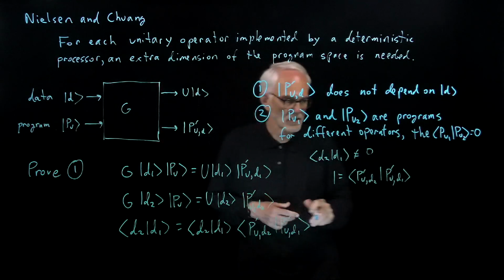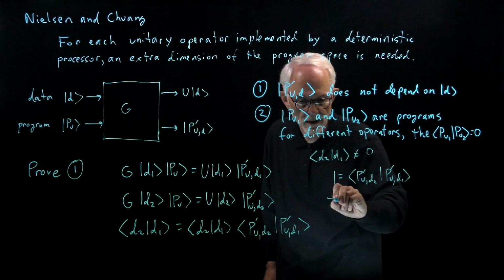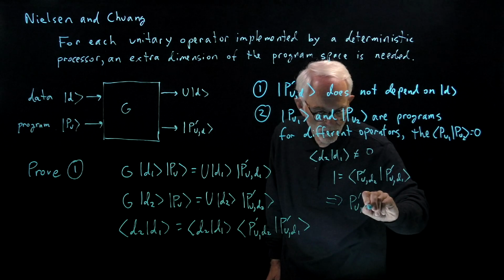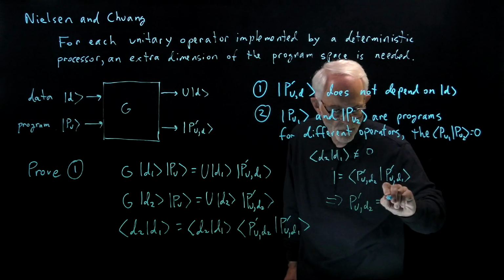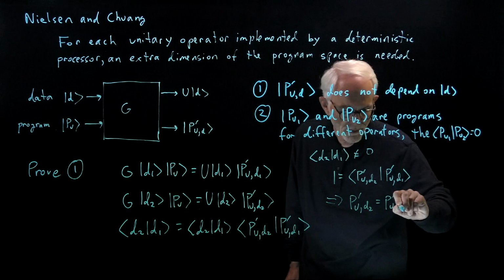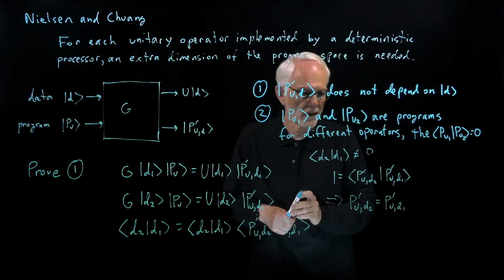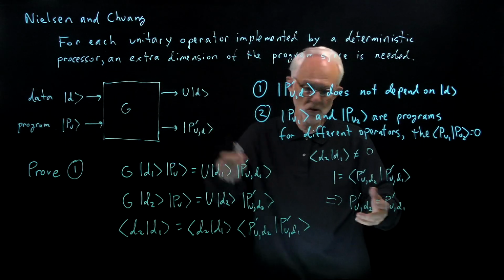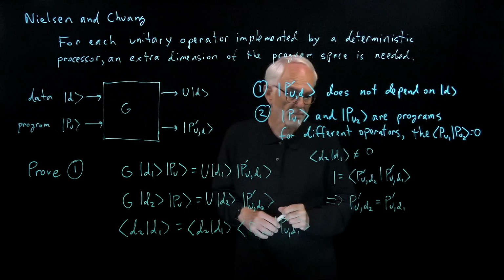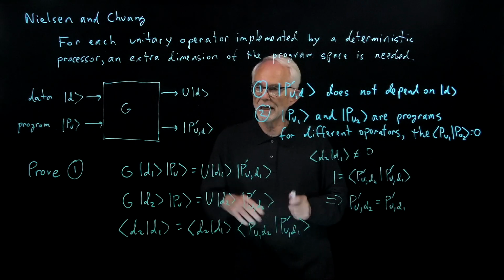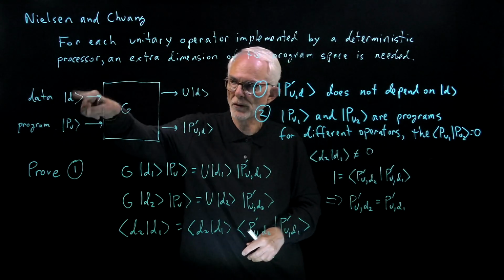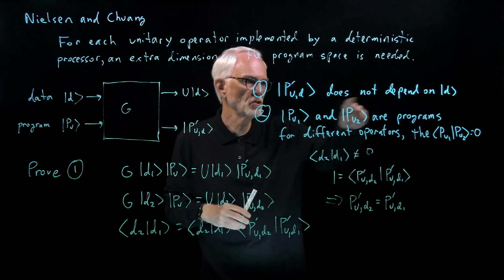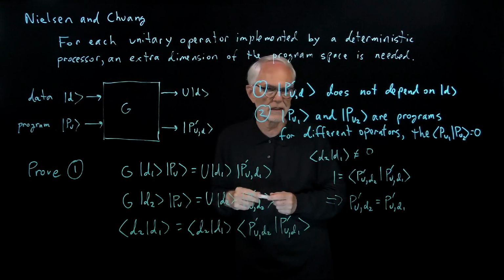And that implies, since these are all unit vectors, that P U prime B2 is in fact equal to P prime U D1. So the output is the same for both D1 and D2. And that means really that the output simply doesn't depend on whether I have D1 or D2 here. So the output program state does not depend on D, which is exactly what I said there.